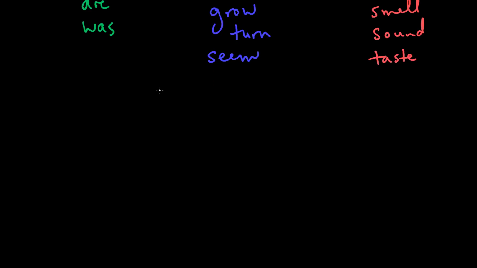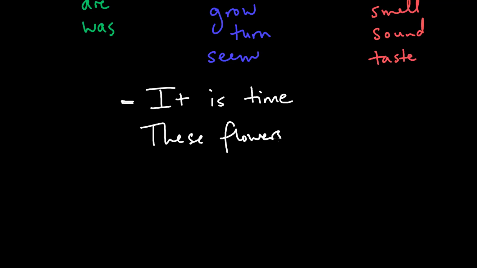So let's write it is time. There's our first example, and then we'll add one more here. We're going to write these flowers smell, oops, we forgot our S. These flowers smell great. Okay, we've got two sentences here. You can see what the linking verbs are. So we have is and we have smell.